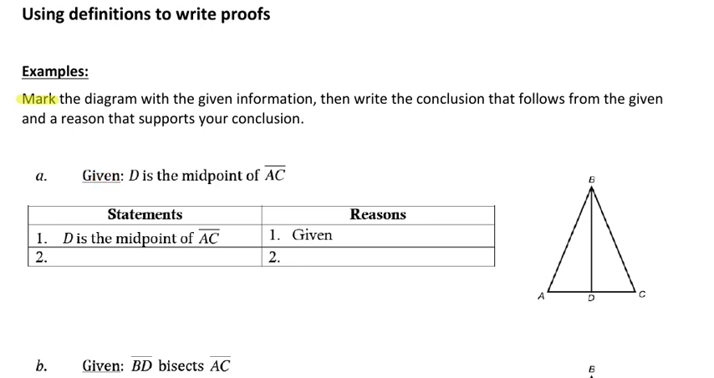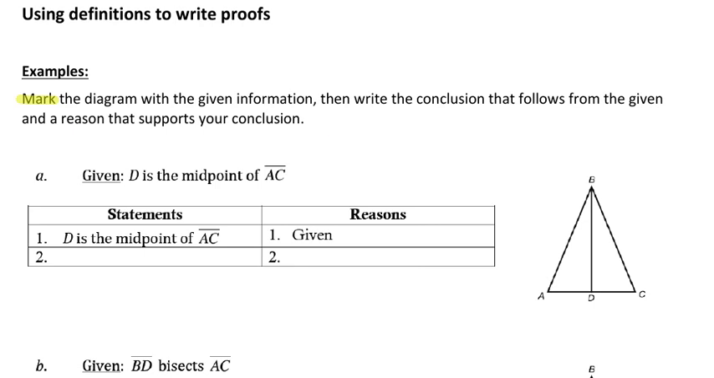And then, of course, you have to support, as with any proof. Remember, the proofs have two columns. The one on the left side are the statements, and the one on the right side are the reasons. And for every statement that you write, you have to provide a reason. So you have to write the reason that supports your conclusion.